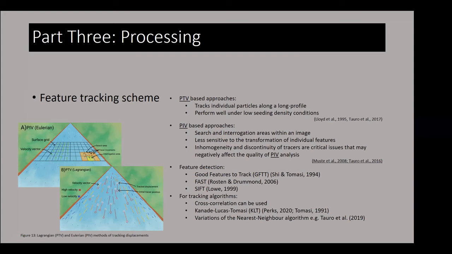One thing to bear in mind, especially with PTV methods, is that the greater the number of traces that are successfully tracked, the higher the probability of producing an accurate representation of the surface velocity. But on the other hand, as the number of traces increases, you've got a higher required processing time and power. Typical feature detection methods are good features to track, SIFT, and FAST. For the tracking algorithms, cross-correlation can be used, but there's also others such as the KLT algorithm and variations of the nearest neighbor algorithm. Once the processing of the data has been accomplished, we can then move on to the post-processing stage and either correct the data should it need to be or begin to apply the data.